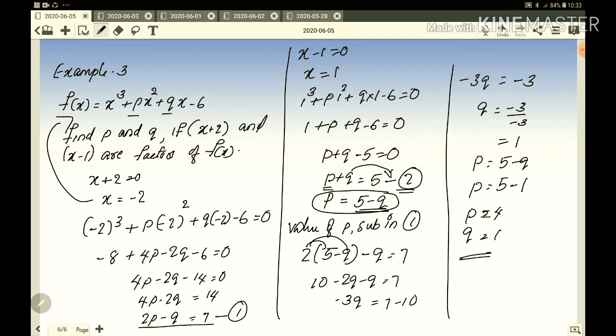See, so these are the questions based on factor and remainder theorem. So I hope you enjoyed this video. In my next video, we are going to discuss cubic functions. How can we factorize a cubic function? Okay, that you will see in my next video.